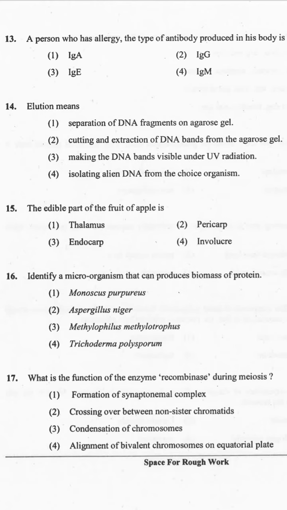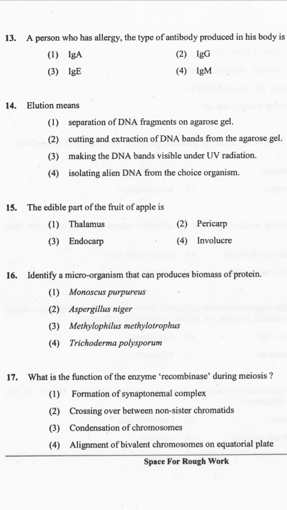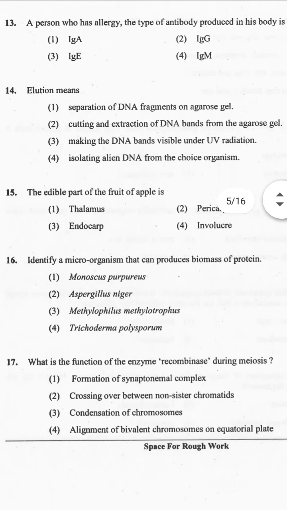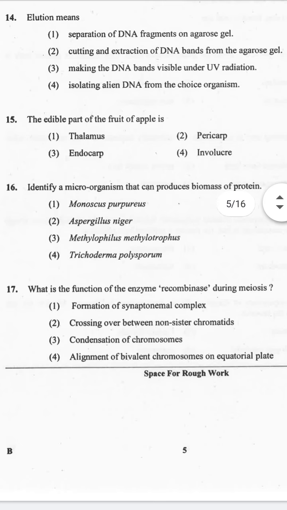Next, question number 16. Identify a microorganism that can produce biomass of protein. Option 1, Monascus purpureus. Option 2, Aspergillus niger. Option 3, Methylophilus methylotrophus. Option 4, Trichoderma polysporum. And the correct answer is option 3.